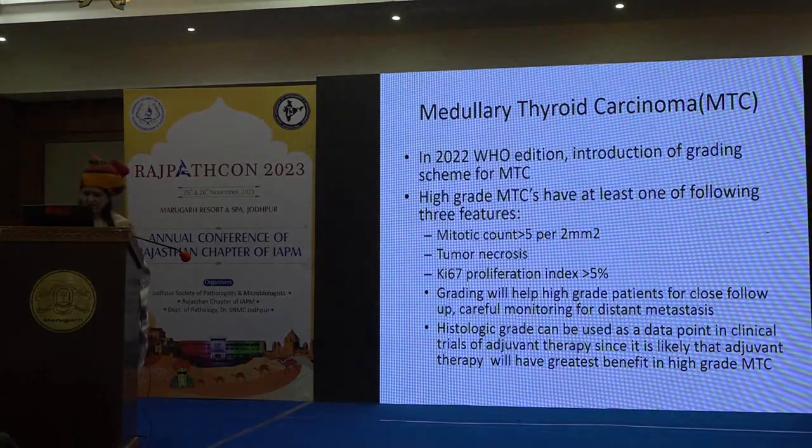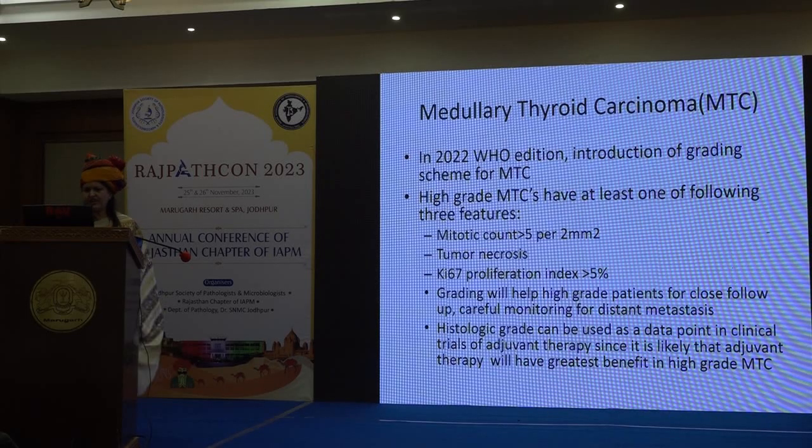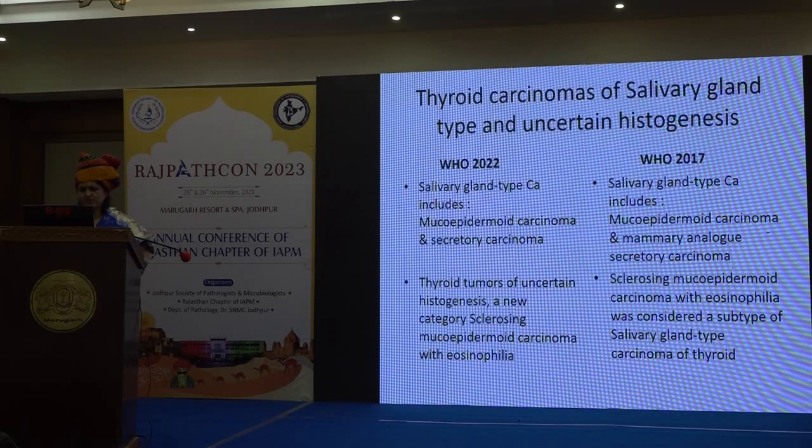In the 2022 classification of medullary thyroid carcinoma, they have introduced a grading, and these high grade MTCs have at least one of the following 3 features: a mitotic count more than 5, tumor necrosis, and Ki67 index more than 5%. This grading will help identify high grade patients for close follow up and careful monitoring for distant metastasis. And histologic grade can be used as a data point in clinical trials for adjuvant therapy, since it is likely that adjuvant therapy will be of the greatest benefit in such tumors.